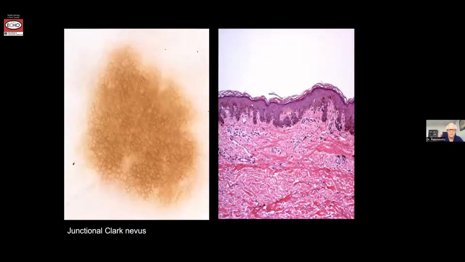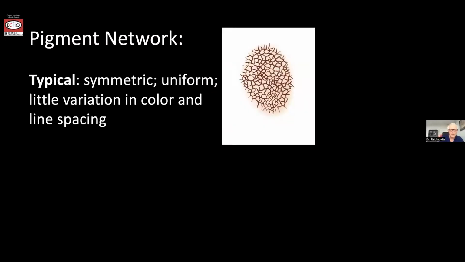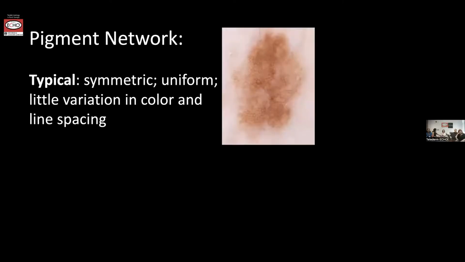So when we have this type of pattern, where we see a typical network pattern, which is characterized by these lines and holes, it corresponds histologically to the melanocytes, which are at the base of the epidermis. Here we have examples of nevi showing you this type of pattern. It's known as a typical pattern. The pigmented network typically is symmetric, uniform, with little variation in color and line spacing. And this is a typical network.